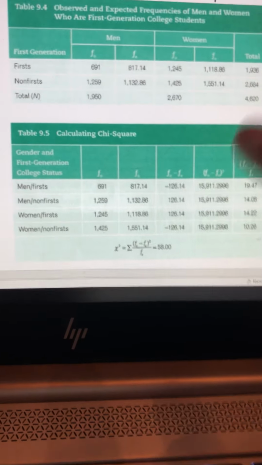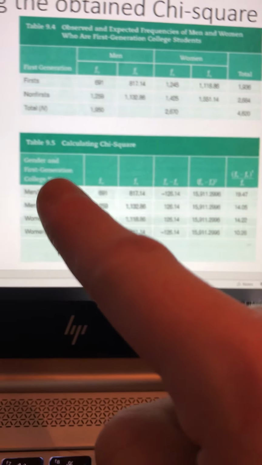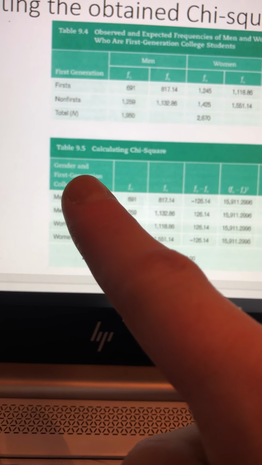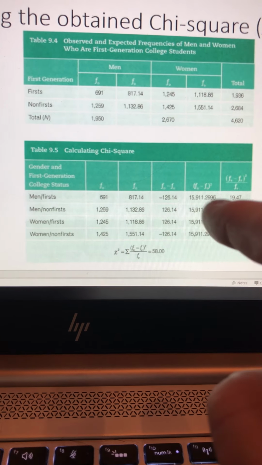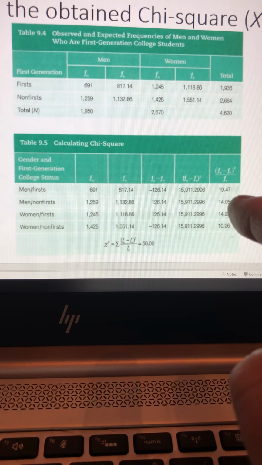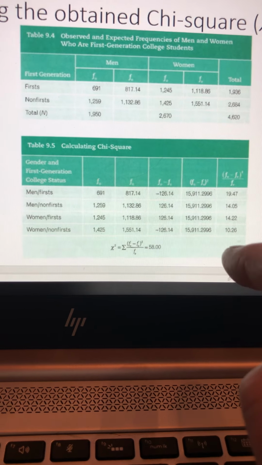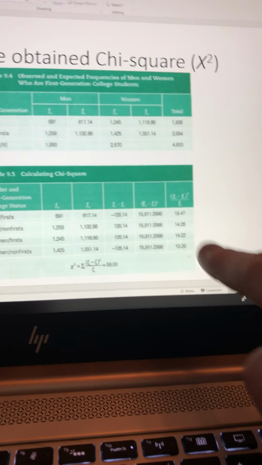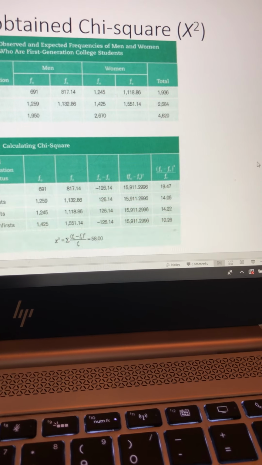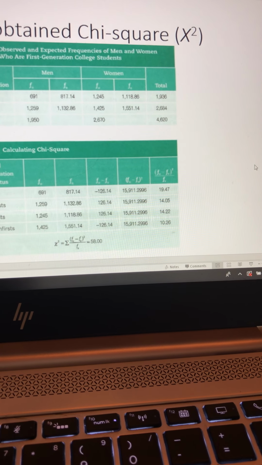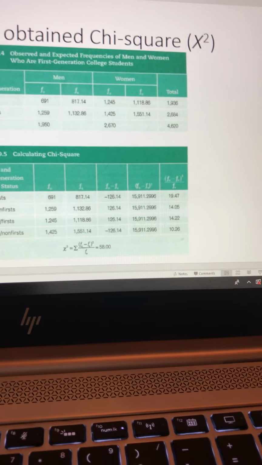It's really going to be the same thing every time. Here's all your combinations. It's not really gender as much as it is sex, and first-generation college students: men first, non-first, right? Then you take your observed, your expected, then you subtract the two, then you square them, then you divide by the expected, and then you sum them all up, because remember, the original equation is the sum of all this business. So we take 19.47, 0.05, 14.05, 14.22, 10.26, add them all up and get 58. So that's your chi-squared value.